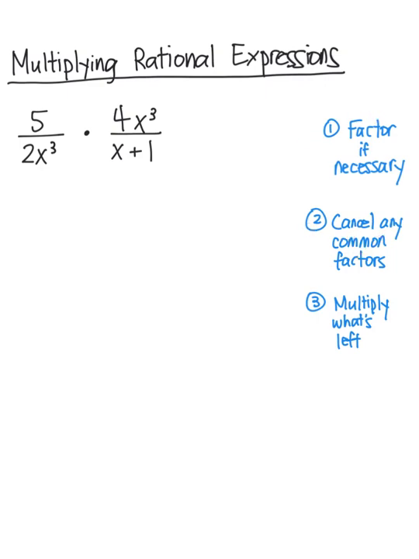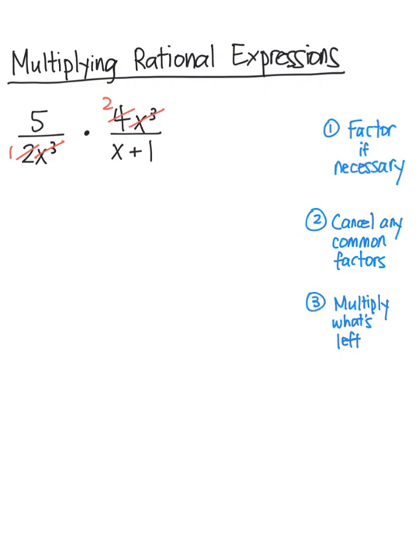Now we can cancel out any common factors. Are there any common factors? The answer to that is yes, okay? Just looking here between the 2 and the 4, that can be canceled out to 1 and 2. The x cubes completely cancel out, all right? And then now we can go to the final step, multiply what's left over.